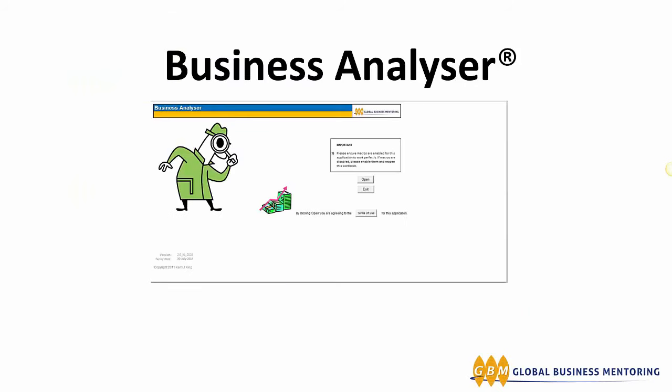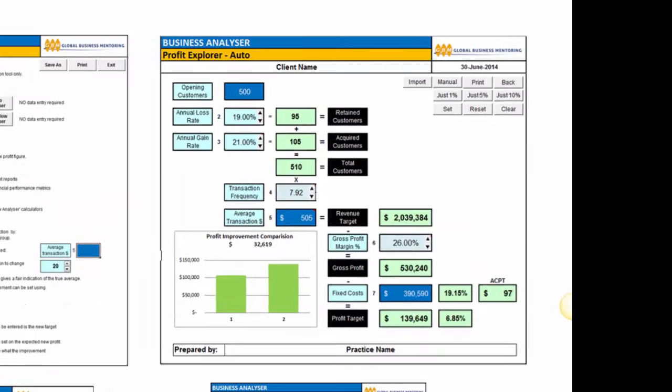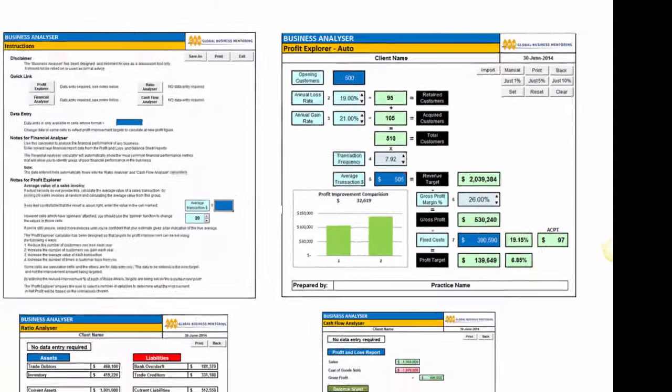Today we're looking at Business Analyzer software, and Business Analyzer is used to develop profit improvement and financial management strategies for small business and used by accountants in public practice and accountants who are CFOs in their particular businesses. These are the elements contained within Business Analyzer, and today we're going to be looking at Profit Explorer.